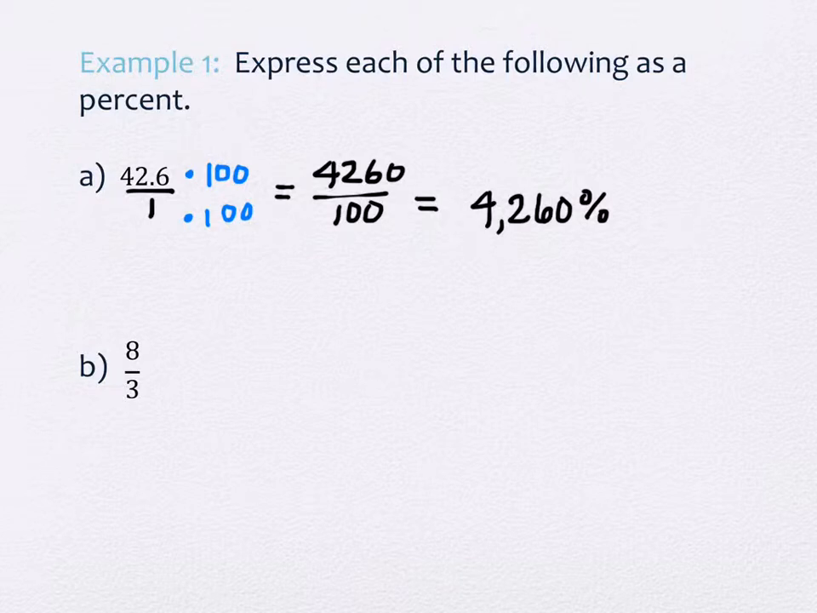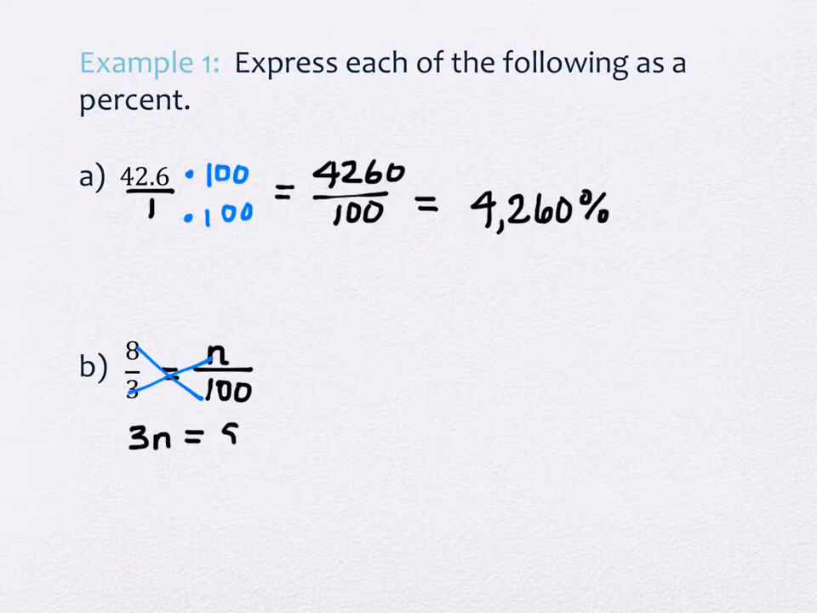Part B is a really good example of one where a proportion works nicely. Because if you don't use a proportion, you end up having to turn this into a decimal anyway. So one way or another, you're going to end up with a decimal form involved here. To do this in a proportion form means to set it up as equal to n over 100, and then to cross multiply. So if you cross multiply this, you get 3n equal to 800. And then what? Divide by 3. And what do you end up with?